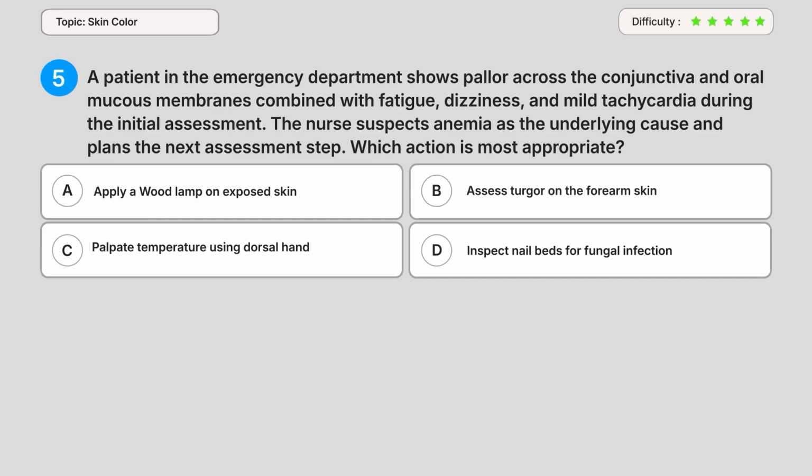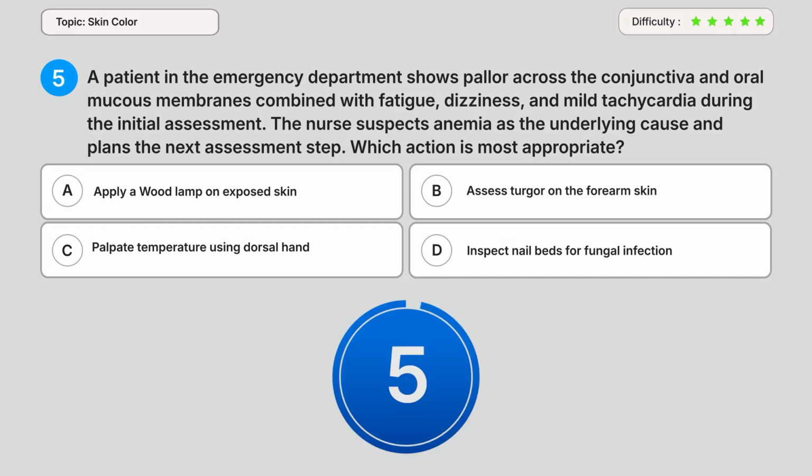A. Apply a wood lamp on exposed skin. B. Assess turgor on the forearm skin. C. Palpate temperature using dorsal hand. D. Inspect nail beds for fungal infection. Can you guess the answer?